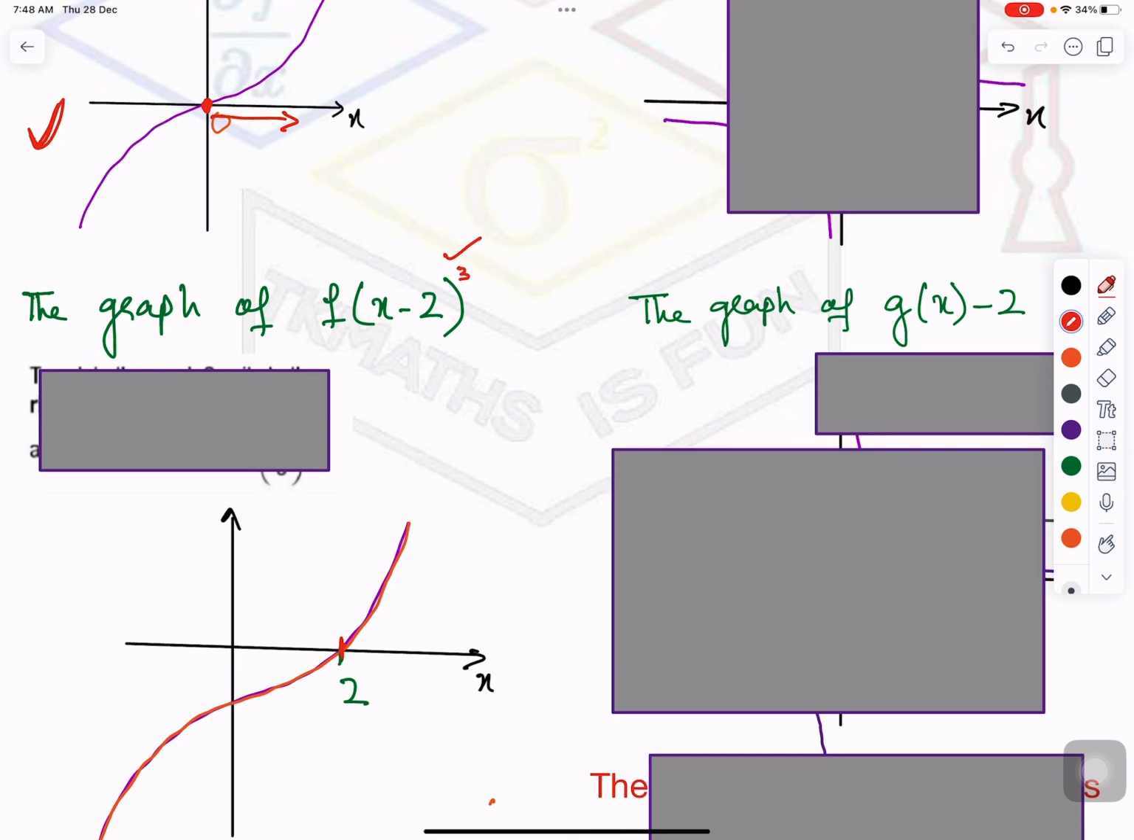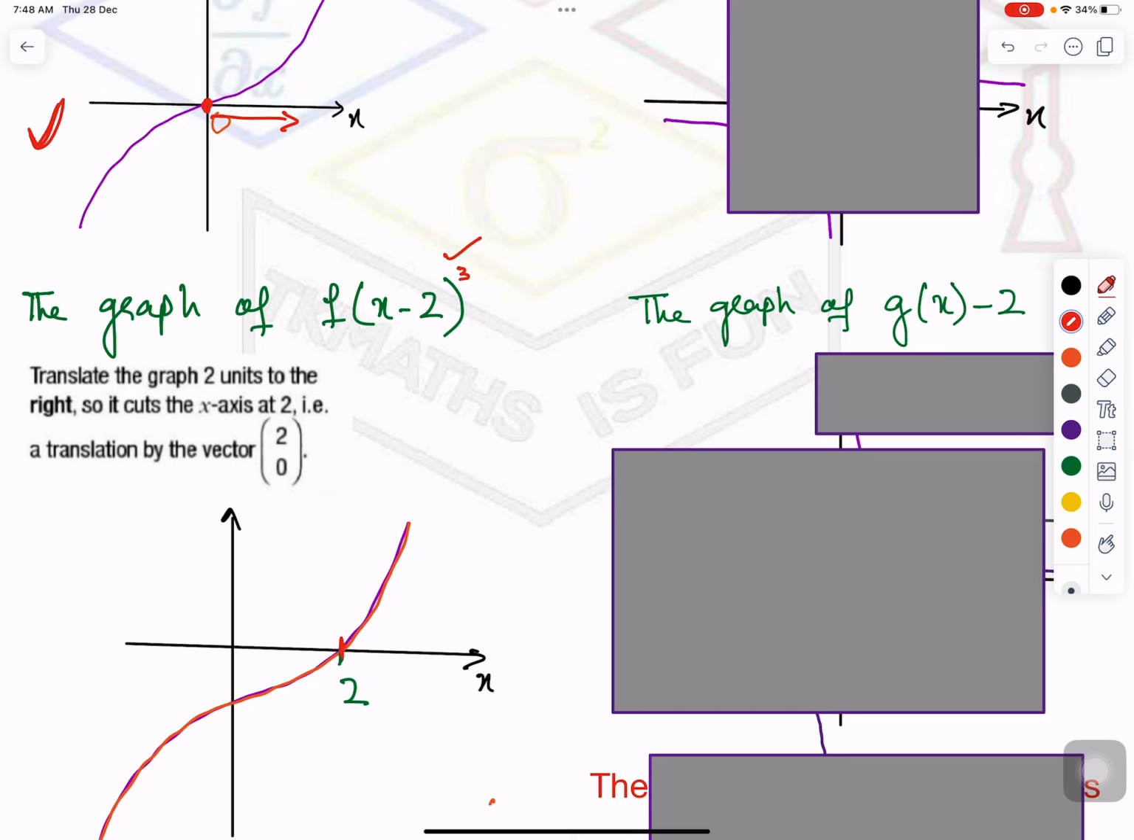And if the question says describe it, write in vector form, then you can say translate the graph 2 units to the right so that it cuts the x-axis at 2, and in vector form you will write 2, 0 in the column vector. So the different forms depend on what the question is asking.